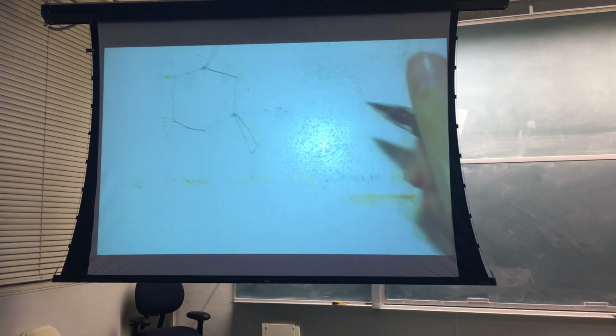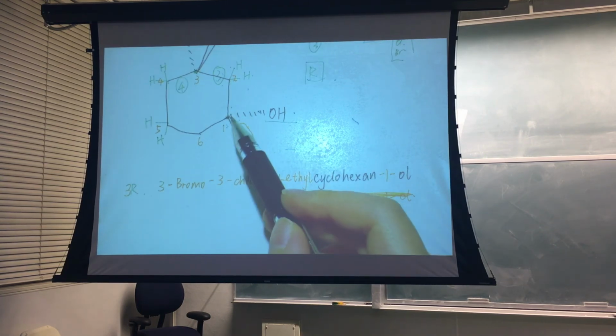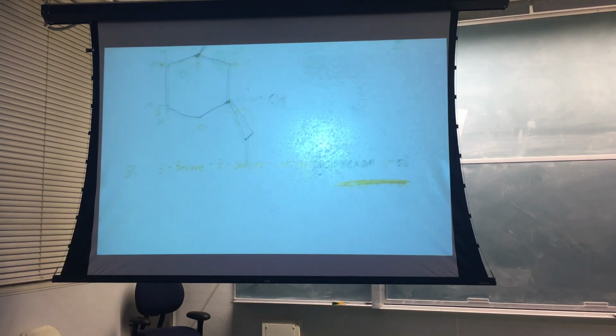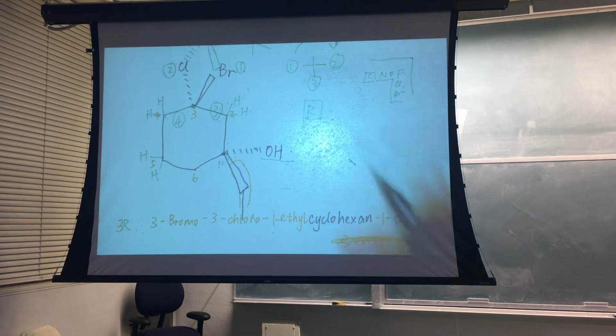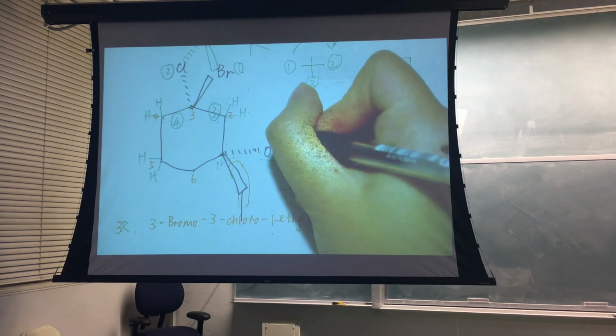This blue is dark. Okay. We're going to do this stereo center. This one, let's run through the priority again. Oxygen has the highest priority because the rest of them are all carbons.